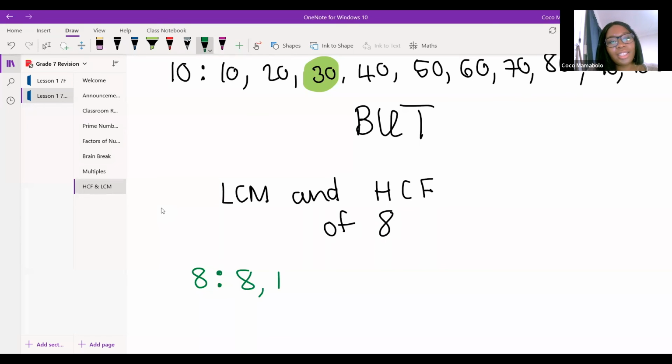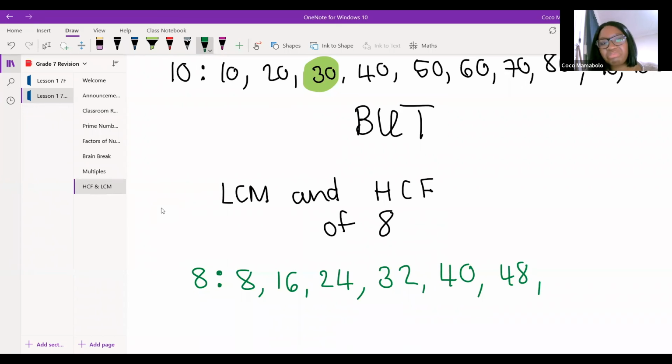8, 16, 24, 32, 40, 48, and so on and so forth, and off we go. 64. Now, let's list the highest, not the highest common factor, sorry, these are the multiples of 8. Now, let's list the factors of 8. What are the factors of 8, guys?